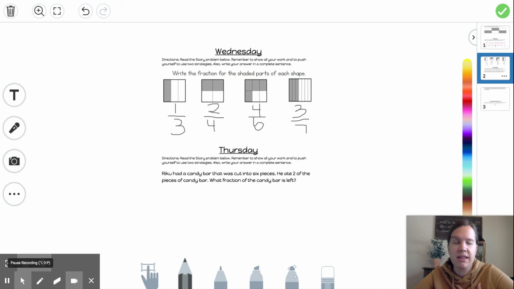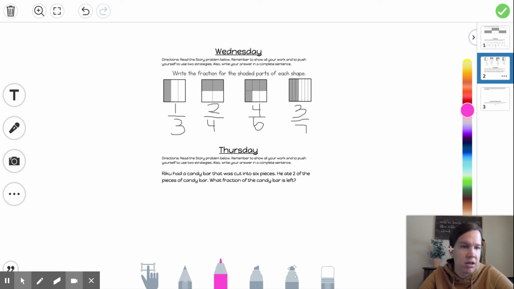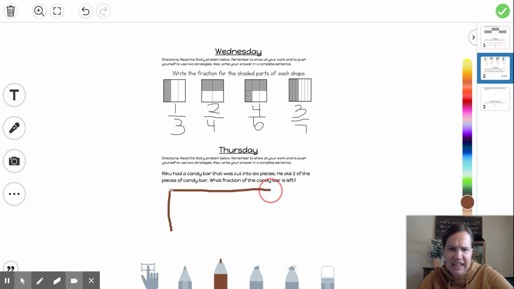So for me, I think it's easiest to draw my candy bar to break it up into 6 pieces. So I'm going to draw my candy bar, and I'm going to use brown, because usually candy bars are chocolate and they're brown. So I'm going to draw my candy bar here, and I'm going to just do a rectangle, and then I'm going to break my candy bar into 6 pieces. So I'm going to do the best that I can.